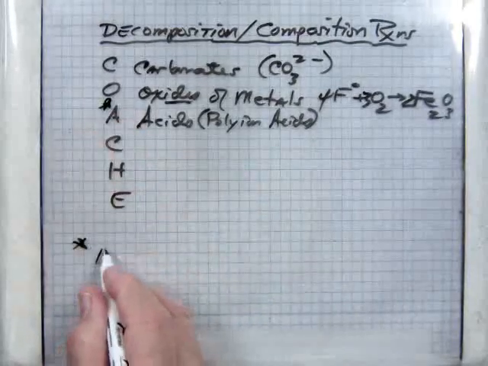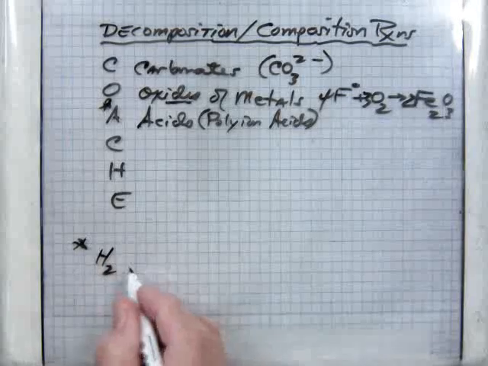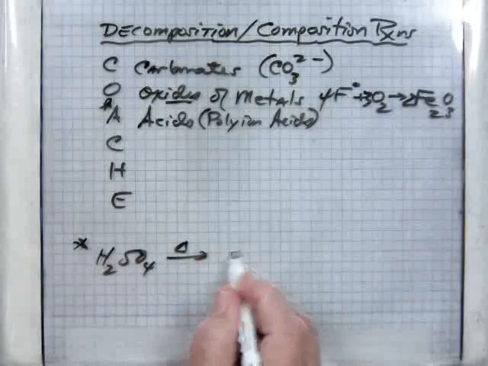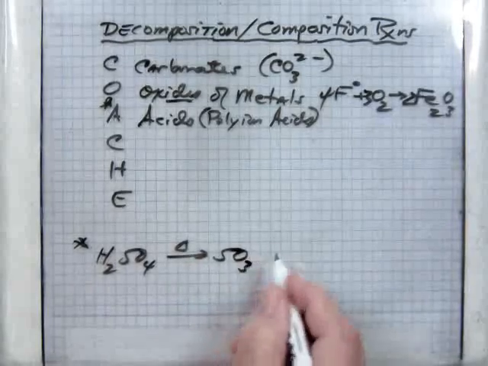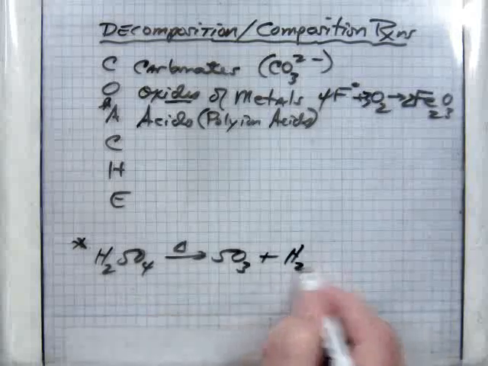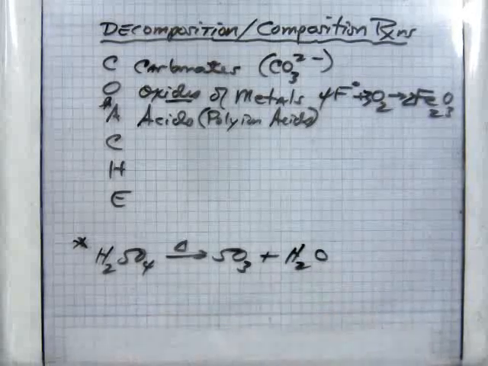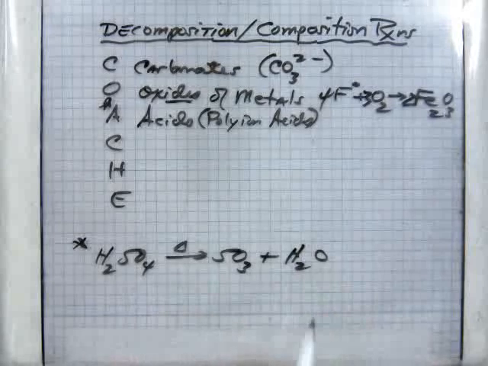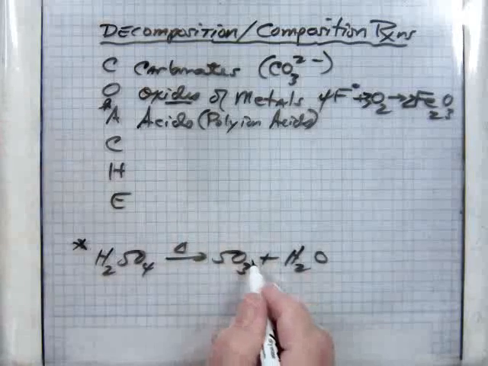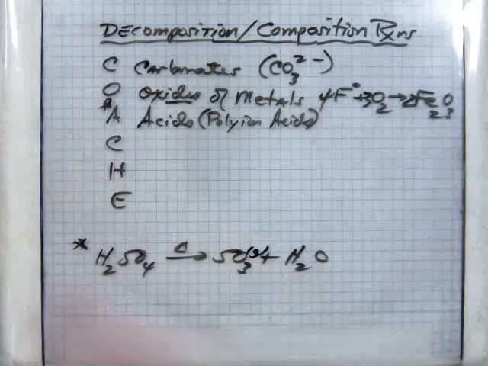So acids like H2SO4, and if you heat it, it'll go to SO3 plus H2O. Let's see if that balances. 3, 4, 1 sulfur, a couple hydrogen, yeah. So it breaks down into stuff like this, and this is a gas out of the system.